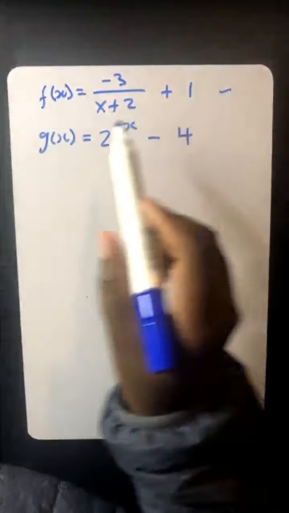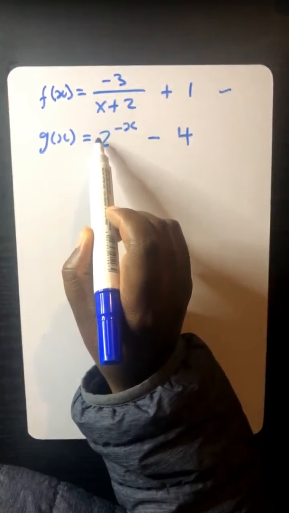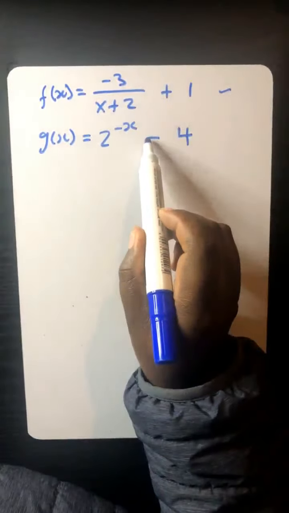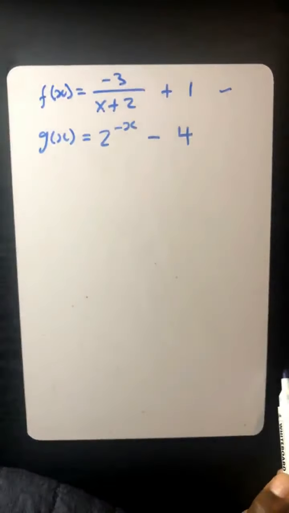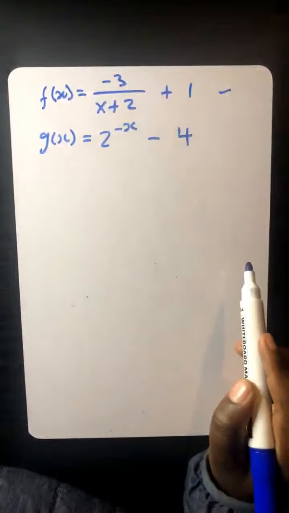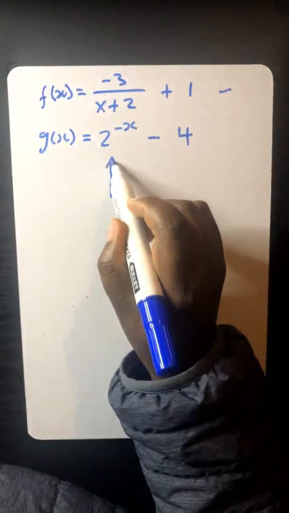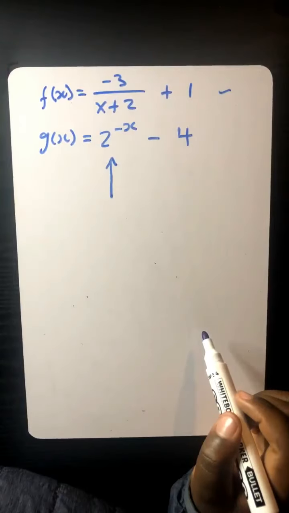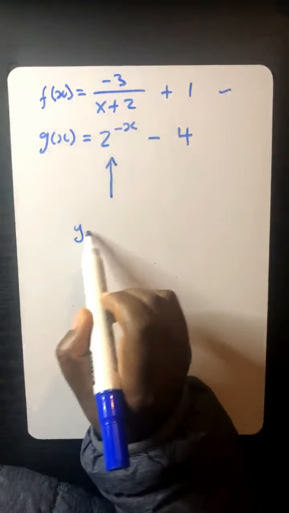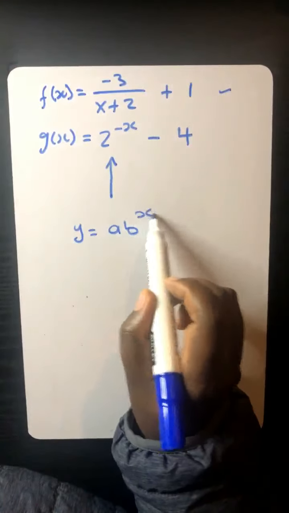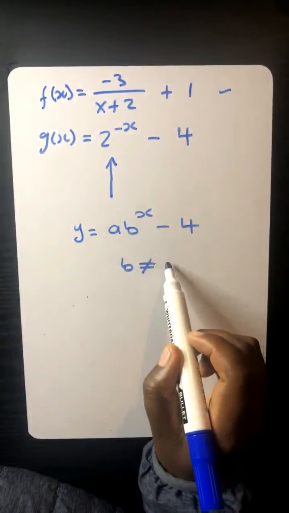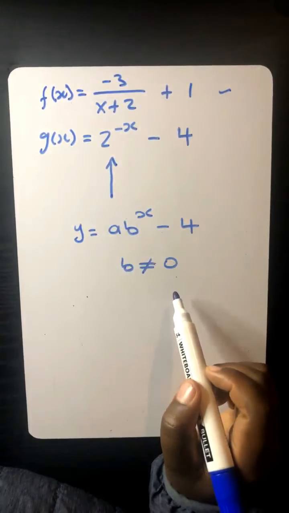Same as this one, we know our a is that invisible one over there being multiplied by b to the exponent negative value. And most importantly, this is minus 4. We know that minus 4 has got an impact on the vertical shift. So something that could be confusing you guys is that part of having a negative exponent over there. But remember, we said this type of function generally is something like a b to the exponent x minus 4. And we said b can never be equal to 0, if I remember from yesterday's notes.